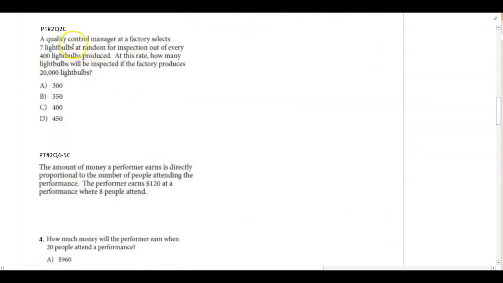So in the next example, a quality control manager at a factory selects 5 light bulbs at random for inspection out of 400. So 7 inspected out of every 400 light bulbs. At this rate, how many light bulbs will be inspected? I don't know the number inspected. If the factory produces 20,000 light bulbs.